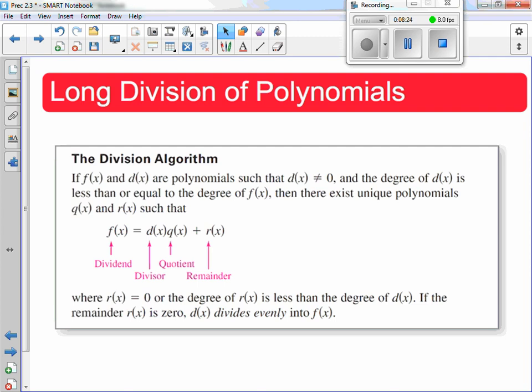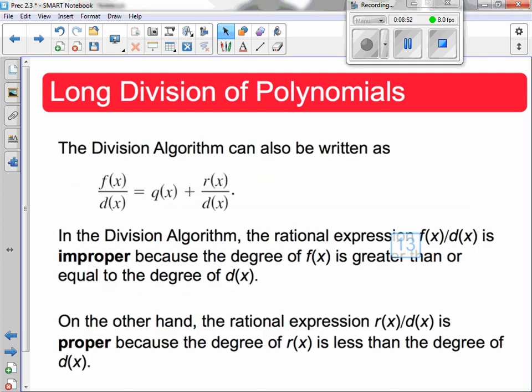Now, the division algorithm: f of x and d of x are polynomial functions such that d of x is different than 0. We can't divide by 0, because it doesn't tell us anything. Whenever we do 0 times something, it's just 0. We just get the remainder. This is pretty much how we write it, where we have what we've divided by plus the remainder.